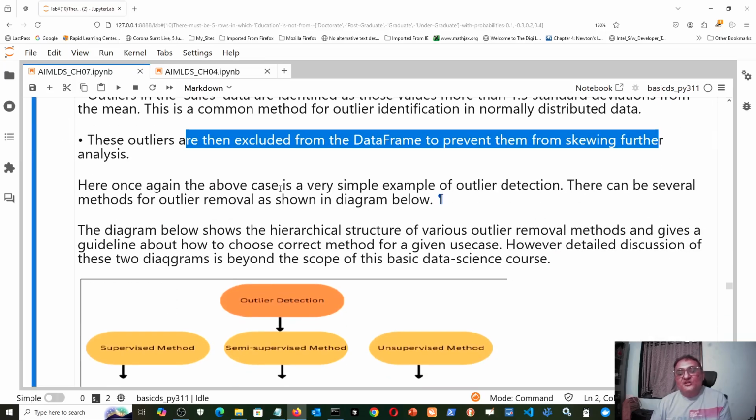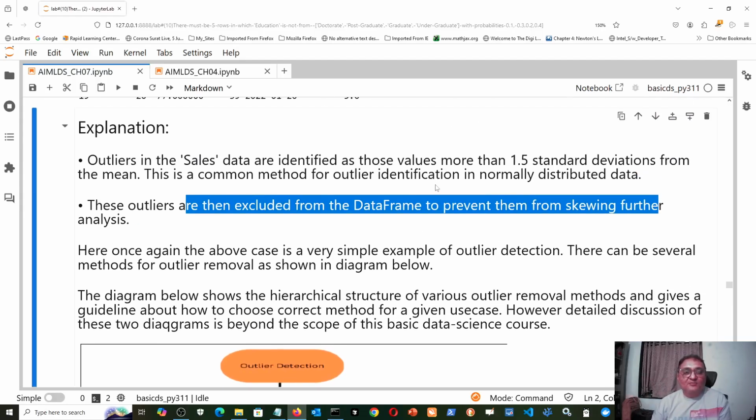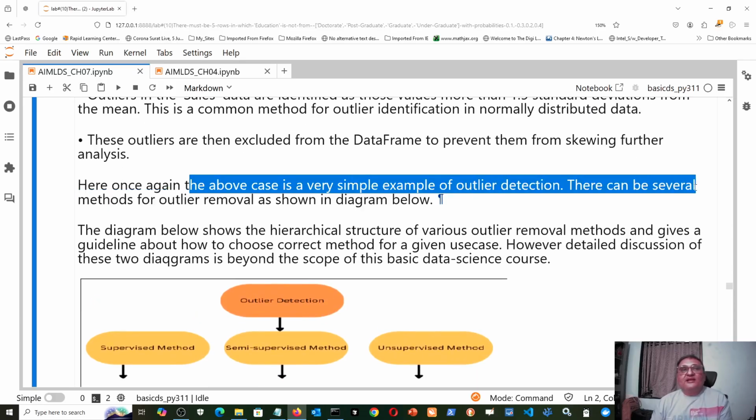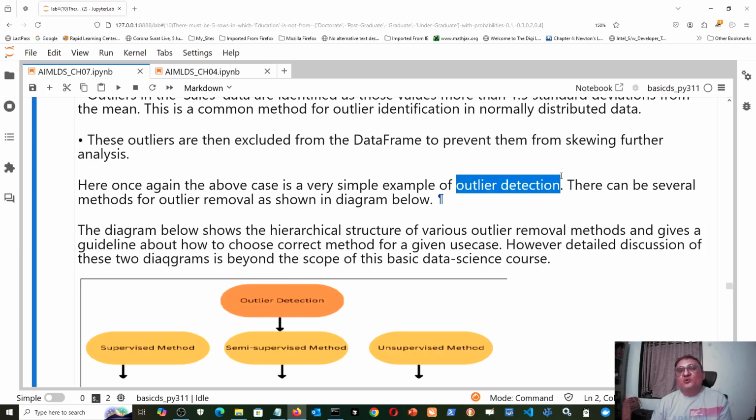Skewed means, as I have already shown in the previous chapter, that the data distribution does not come out to be a perfect bell curve, but it shifts to the right side or left side depending upon whether outliers are on the positive side or negative side. Now, the above case is very simple, and the outlier is simply removed. We just remove those observations.